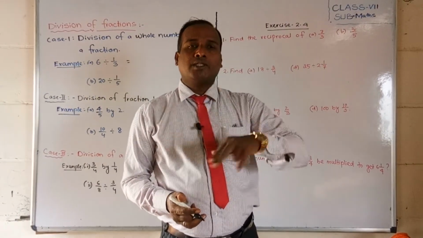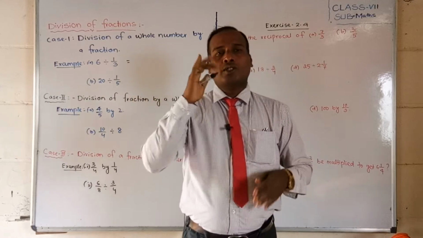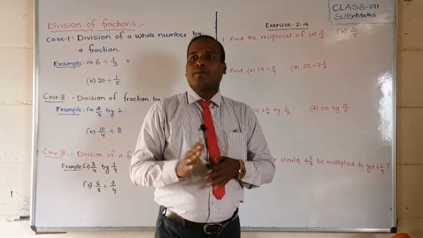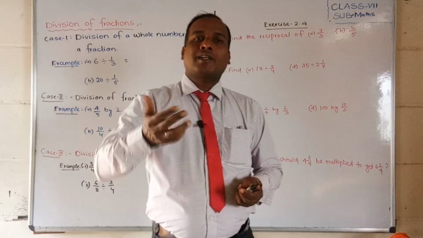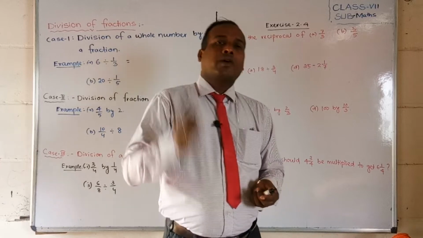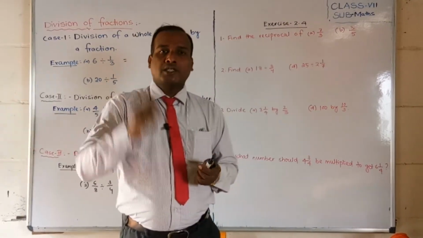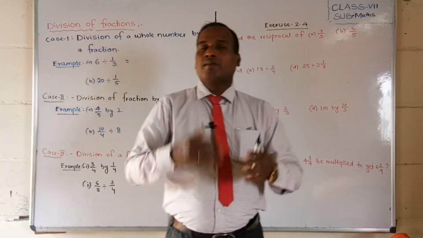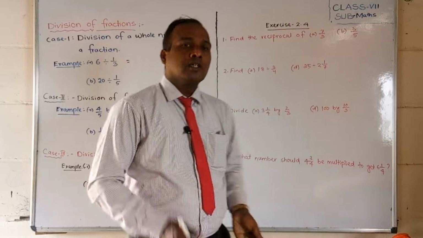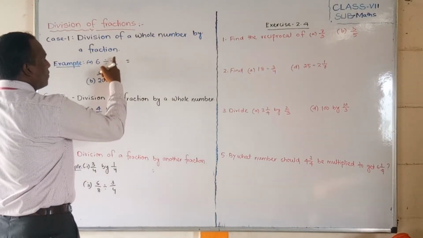The reciprocal means 1 by that number. So it is your fractional number. Remember, friends, whenever you are finding the reciprocal of any fraction, you just change the numerator as the denominator and the denominator as the numerator. So first find the reciprocal of 1 by 3.